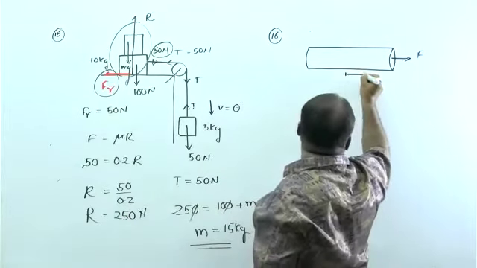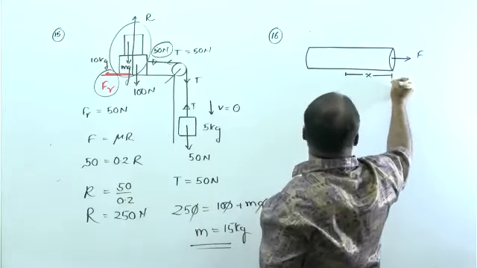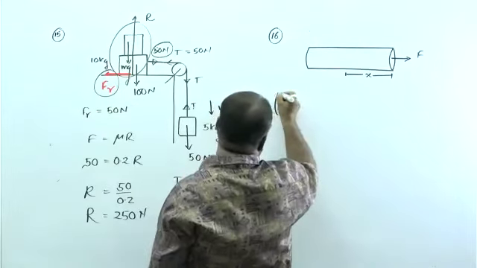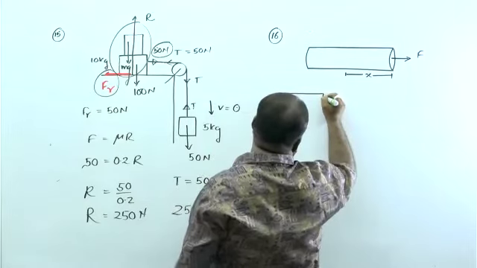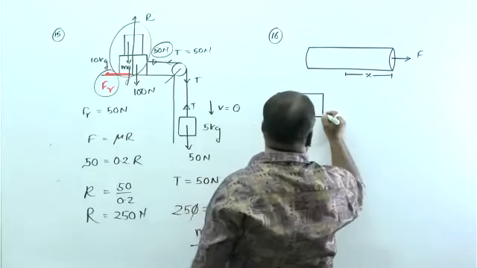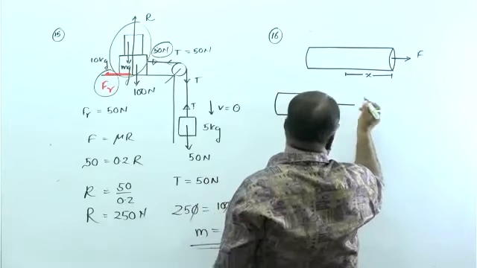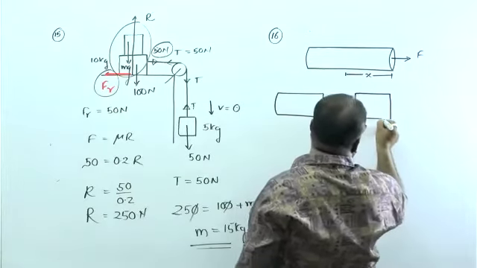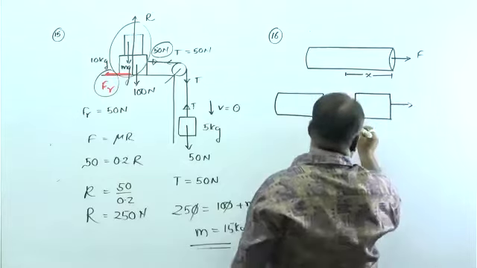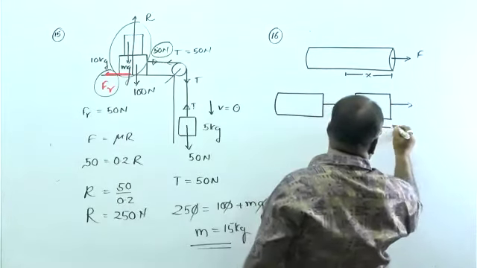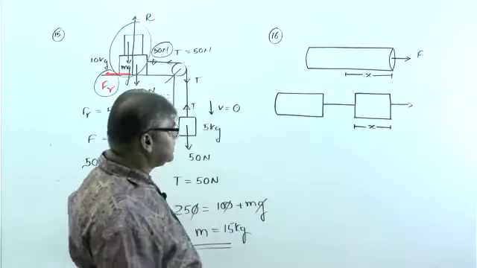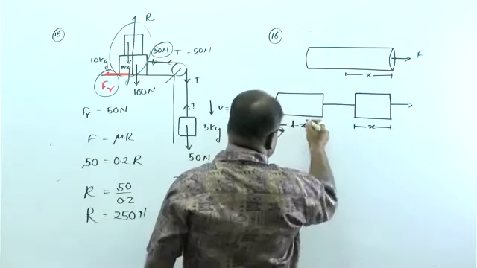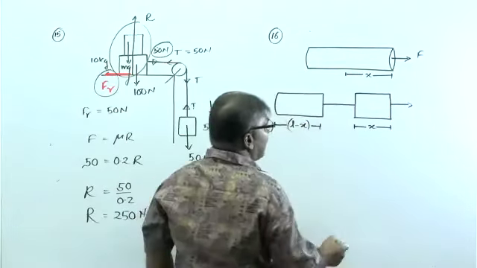From here, at a distance x, they are asking the tension. So let's do a small thing like this. This string is broken into two pieces like this. This string is broken into two pieces and they are connected by using a light inextensible string. Let this length be x, right? This length is x. This length is L minus x. Clear? Okay.